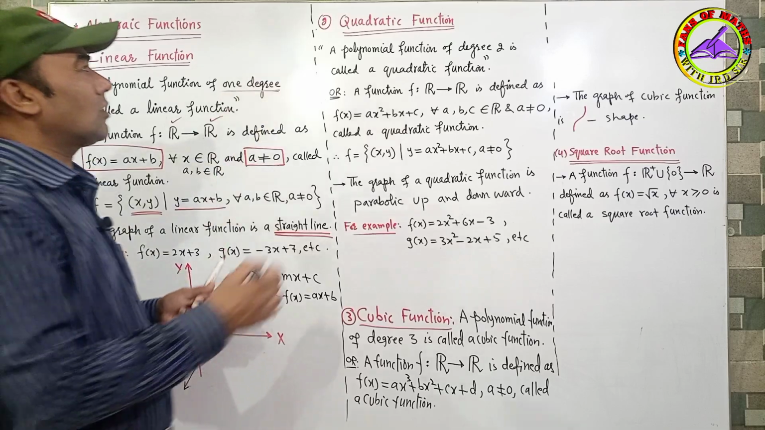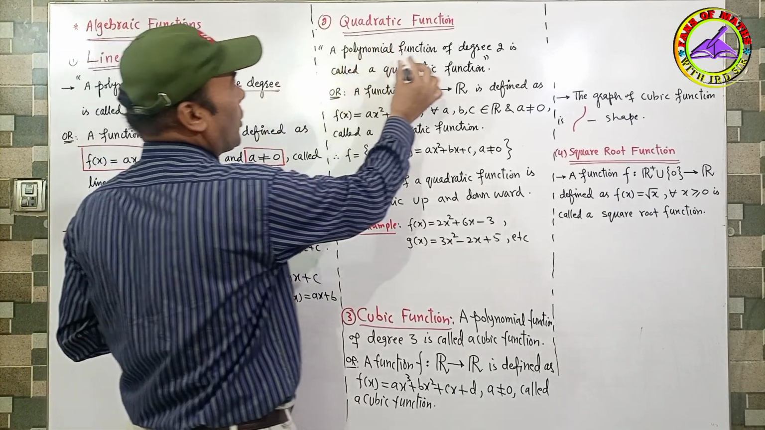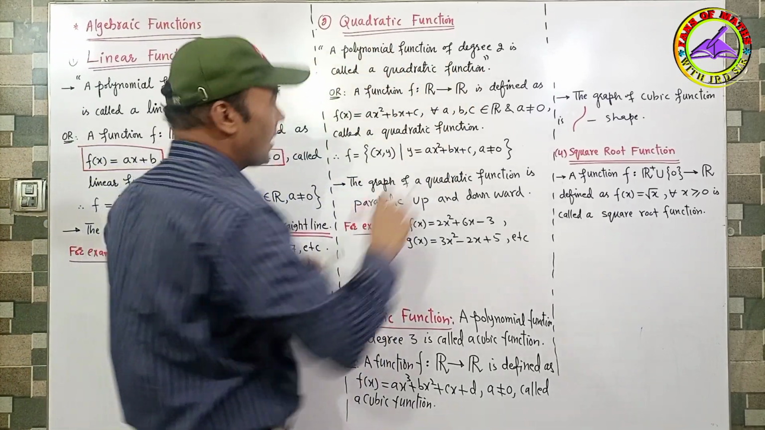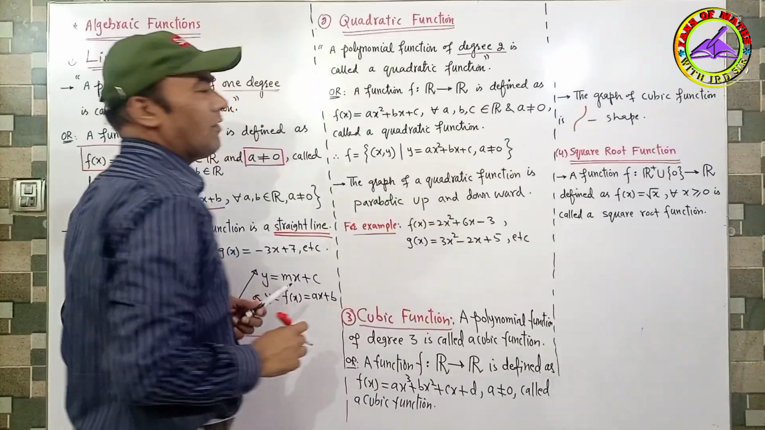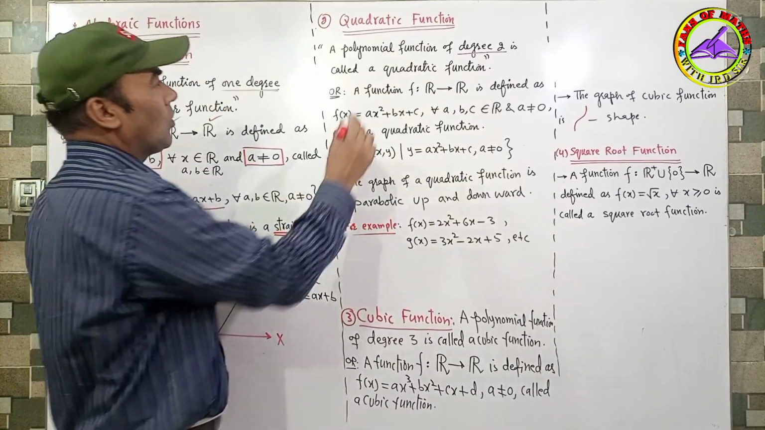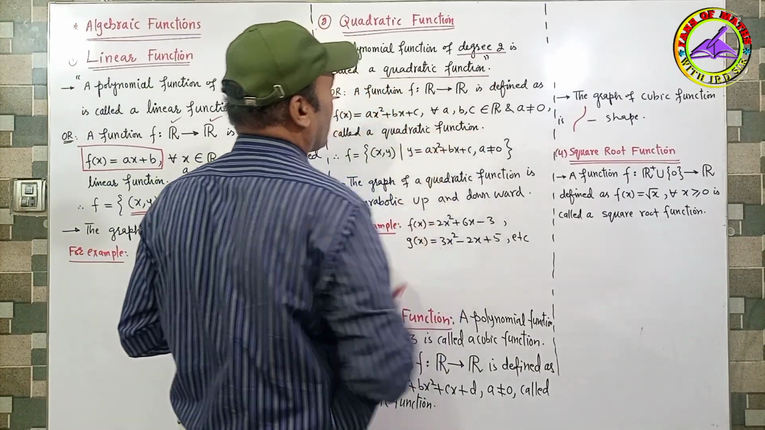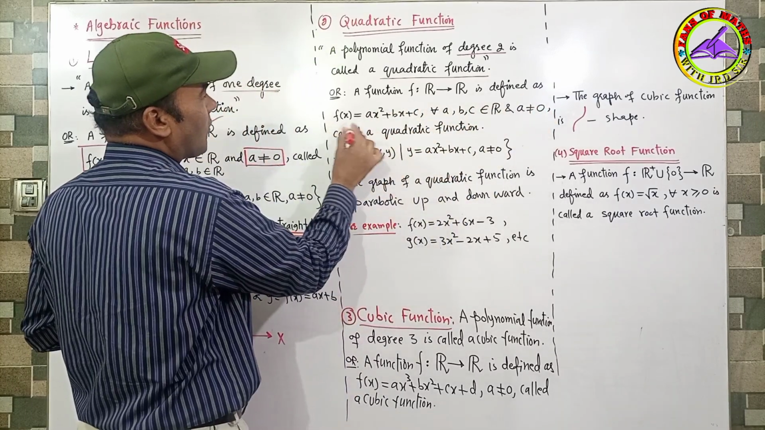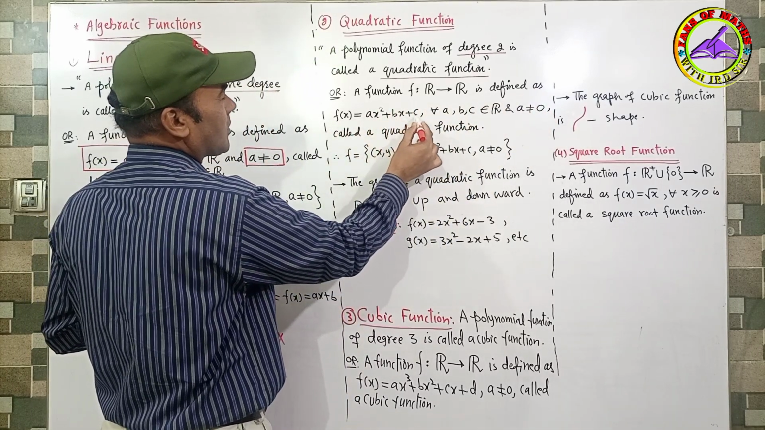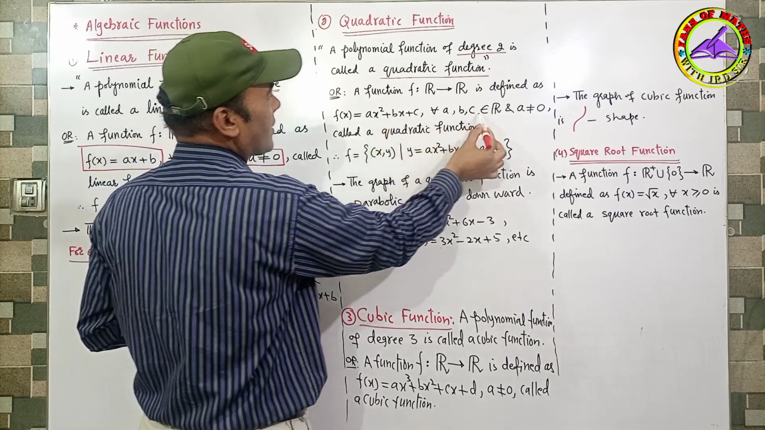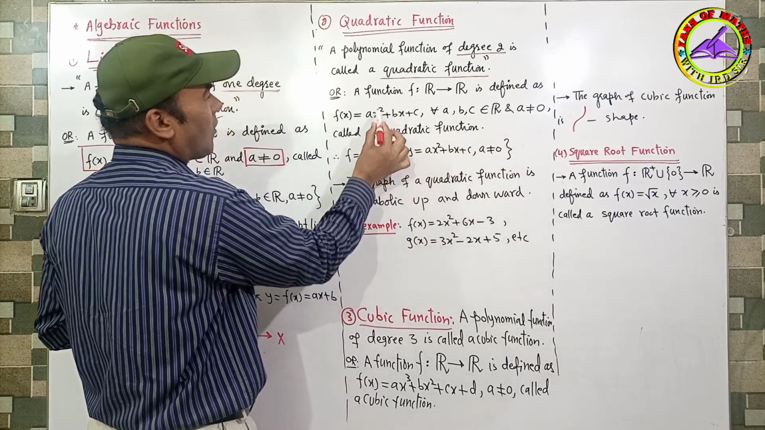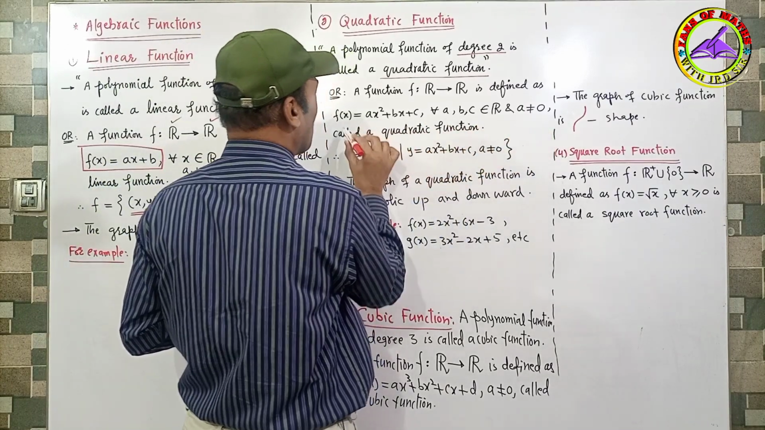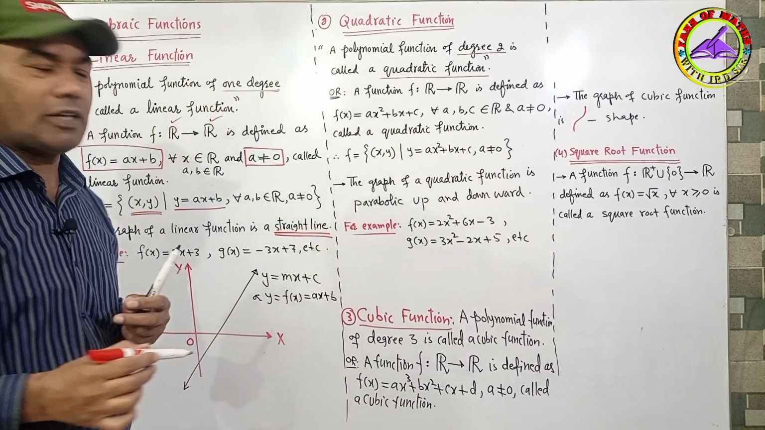Now let's see another function, the quadratic function, means the polynomial function of second degree. A function having second degree, but वो polynomial हो तो उसको हम कहते हैं quadratic function. A function f from R to R is defined as f of x is equal to ax square plus bx plus c. Here a, b, c are real numbers, but the coefficient of square term is not equal to 0. So this is called the quadratic function.